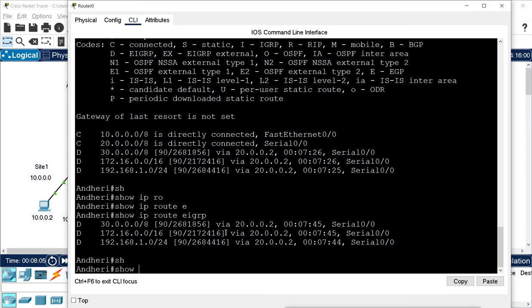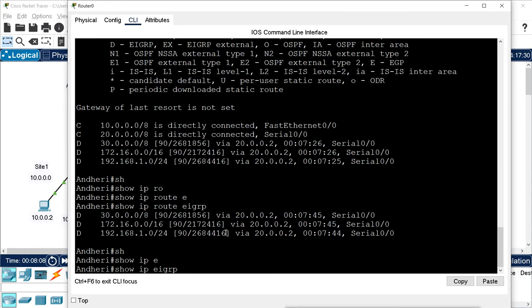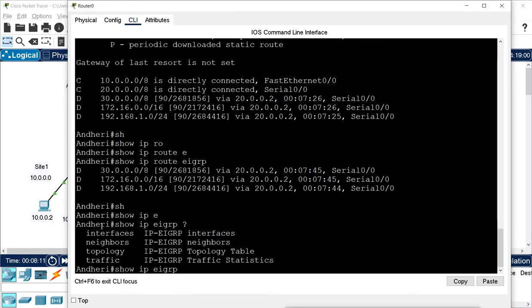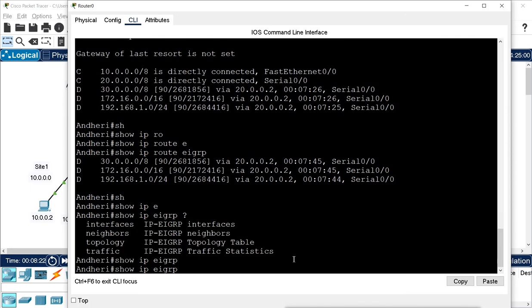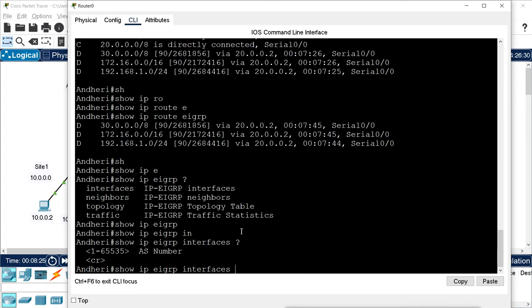Then we can go on to see show IP EIGRP commands. When we give a question mark here, we can see all of these things. We can see the interface information, neighbor information, topology table. We can see the traffic also. Like if I want to see interfaces, I can give the autonomous number also. Right now we have only one EIGRP configured, one autonomous number, so I don't have to give the autonomous number. I can directly press enter. But if you want to go for a specific autonomous number, then you will give the autonomous number, whatever you have configured. Otherwise it is not required.